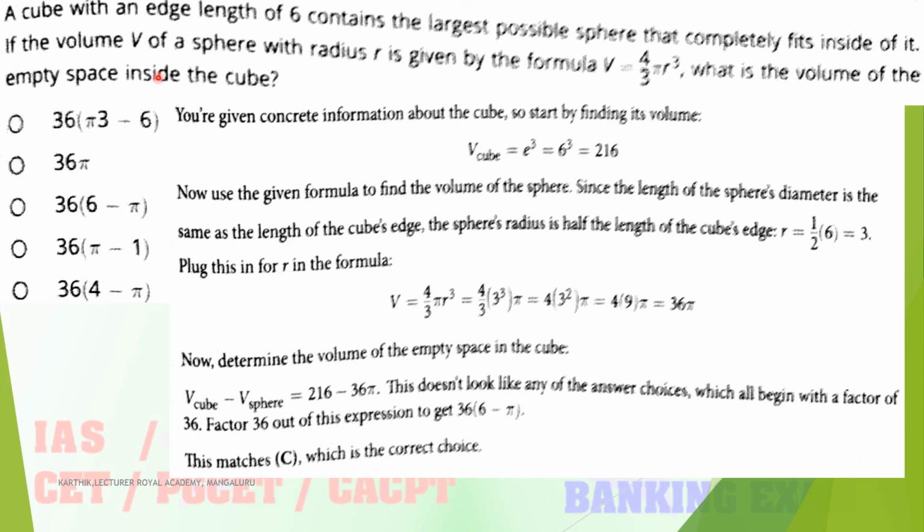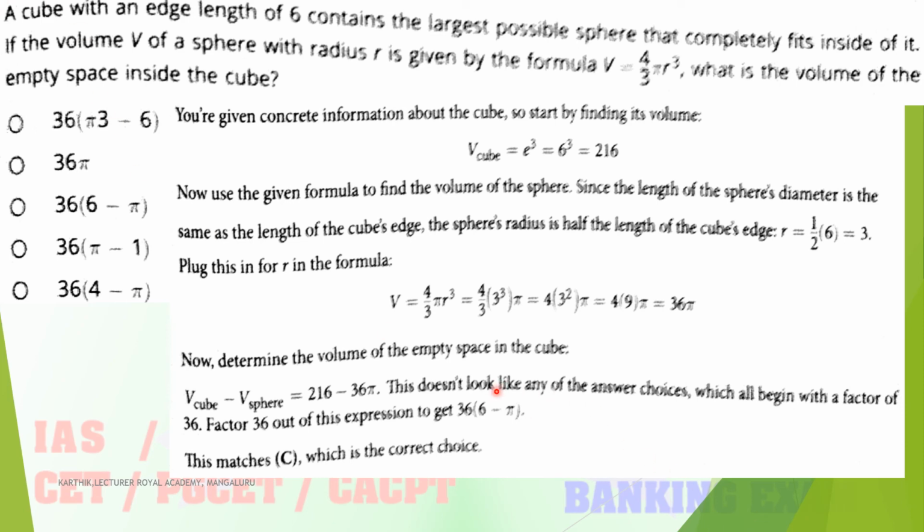So what is the question actually? You have to subtract volume of cube minus volume of sphere. Why? Because the sphere is filled inside the cube. Then the extra space, the empty space inside, you have to determine by subtracting volume of cube minus volume of sphere. You will get the empty space inside the cube.